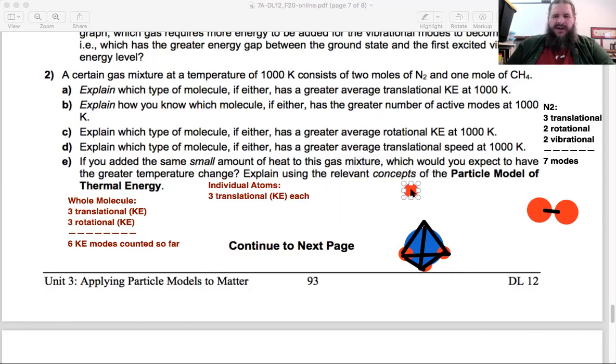And in this molecule, how many atoms are there? 4. Right. Or, yeah, 4 hydrogen atoms, but also the carbon, so 5. Yeah. So we got 3 translational kinetic energy modes for each atom and 5 atoms in the molecule. So if we got 5 atoms and each one has 3 kinetic energy modes, how many kinetic energy modes should we expect overall? 15. Right, 15 kinetic energy modes expected. So looking at the individual atoms, we expect 15 kinetic energy modes for this molecule. How many kinetic energy modes have we counted so far, though, looking at the whole molecule?